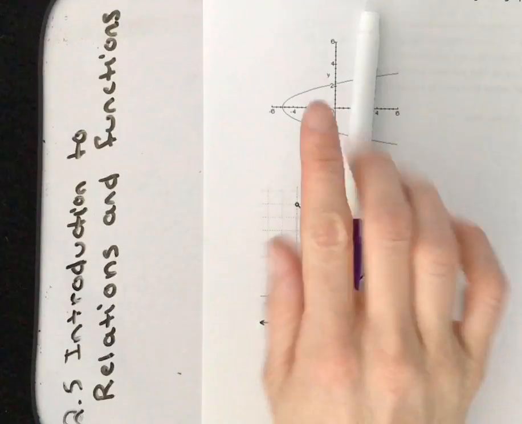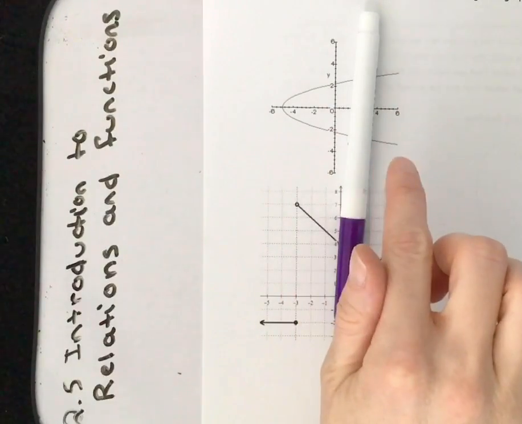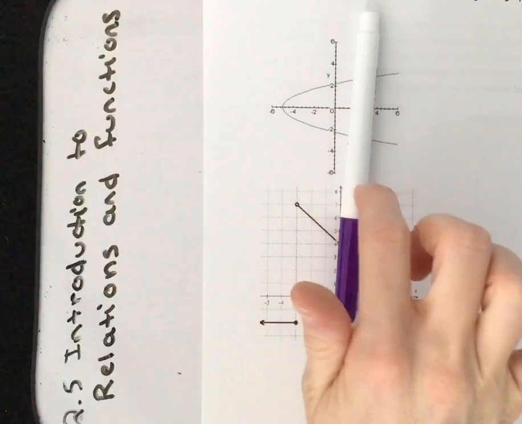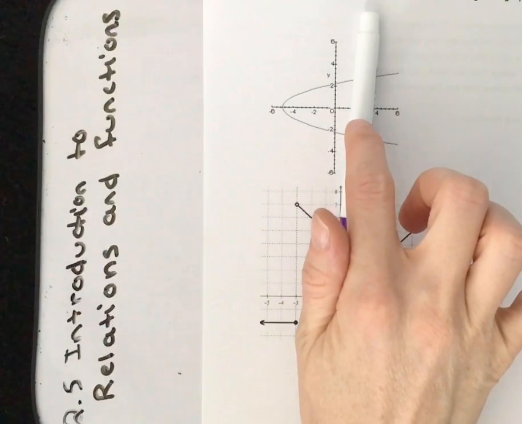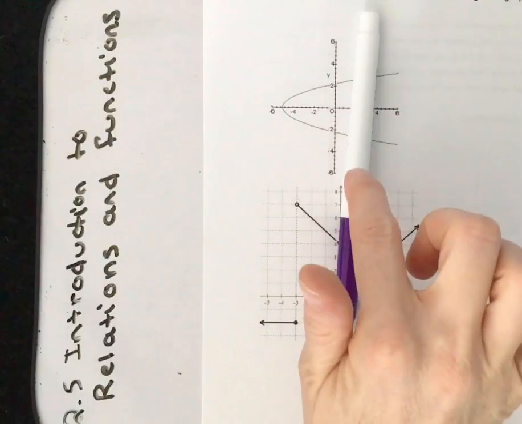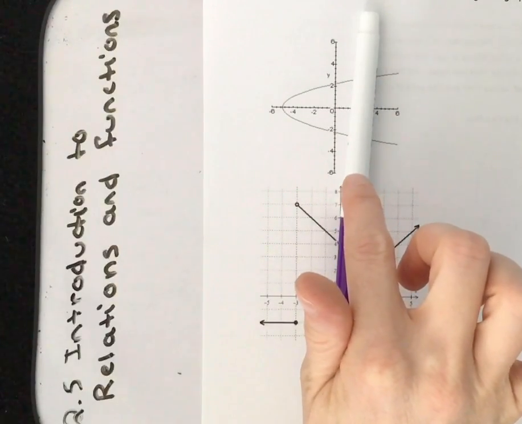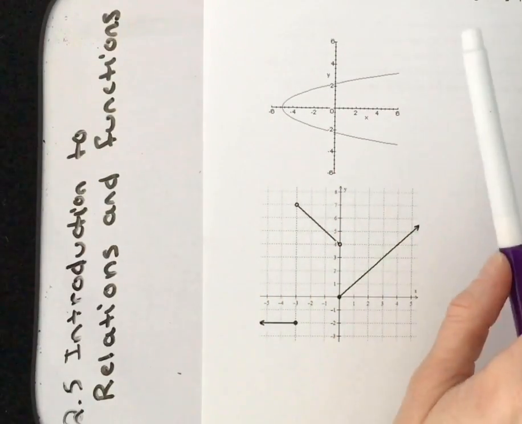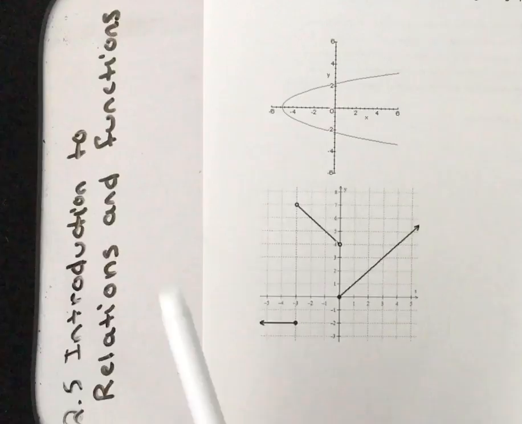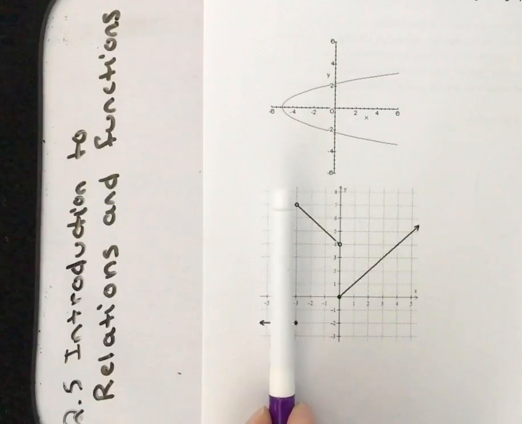This means I cannot put a vertical line everywhere on our graph and have the graph only hit the vertical line one time. So what this means is, for each of these x values, there's more than one corresponding y value. That makes it not a function. So this graph here, that one's not a function. Let's try this one. Is this a function?